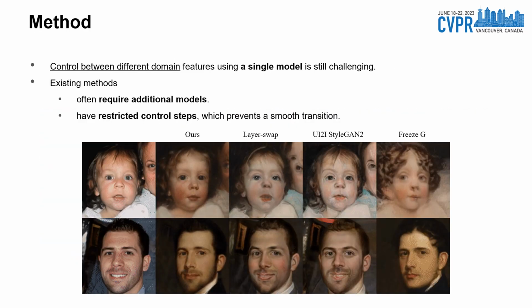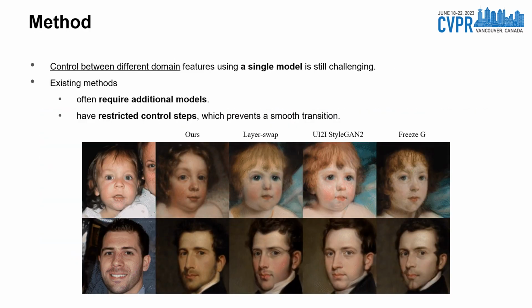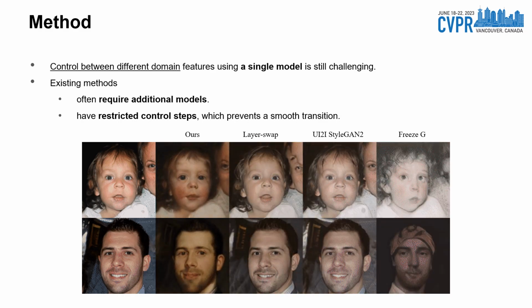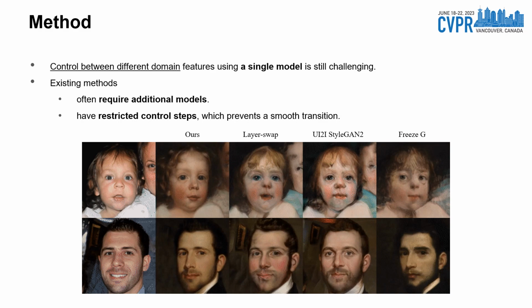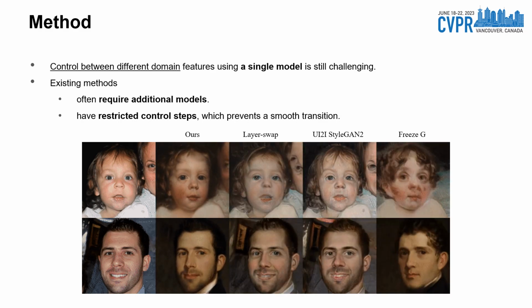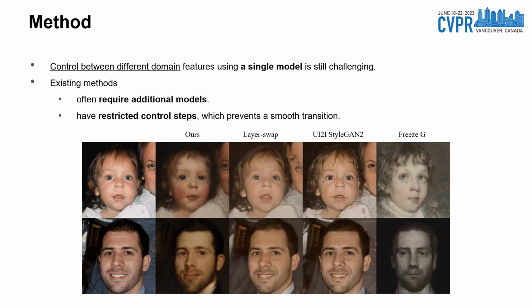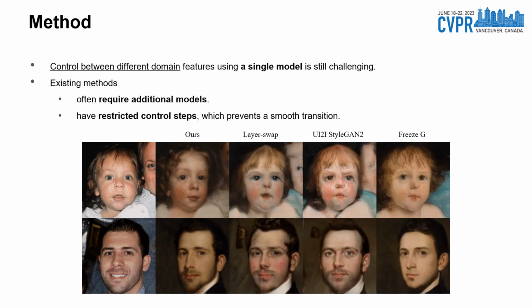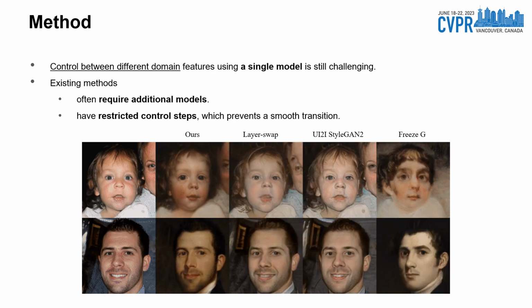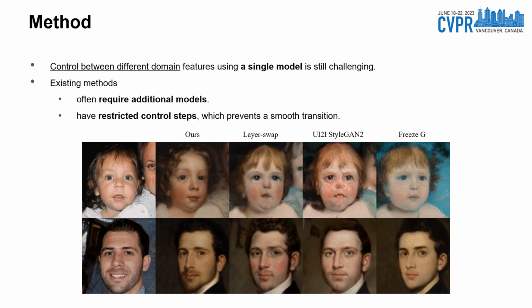Recent studies show strong generative performance in domain translation, especially by using transfer learning techniques on the unconditional generator. However, the control between different domain features using a single model is still challenging. Existing methods often require additional models, which is computationally demanding and leads to unsatisfactory visual quality. In addition, they have restricted control steps, which prevents a smooth transition.